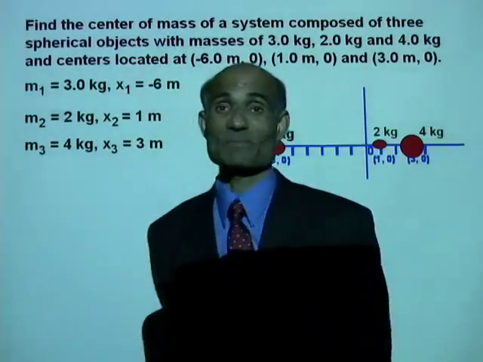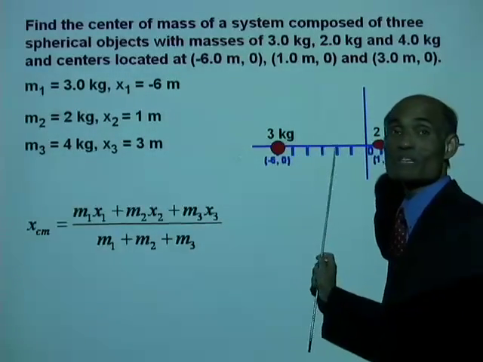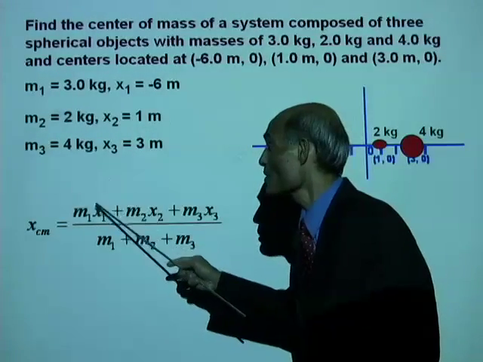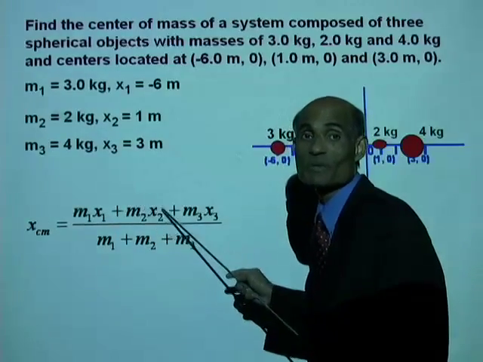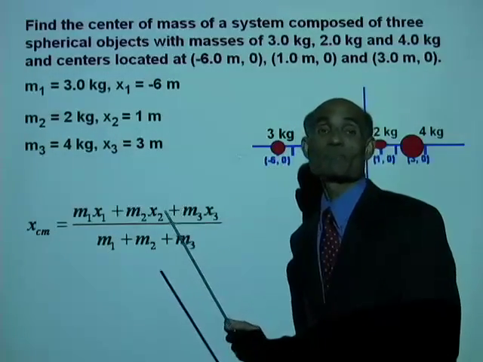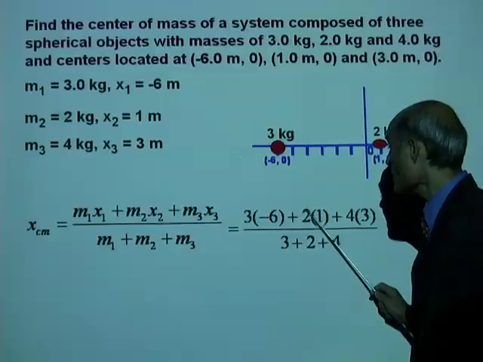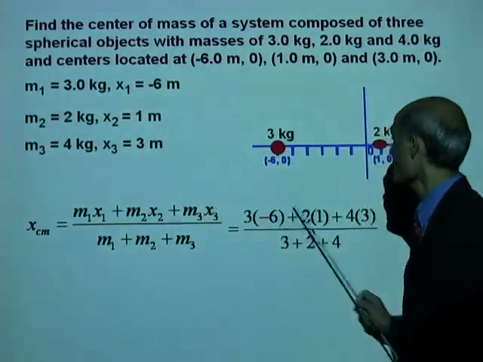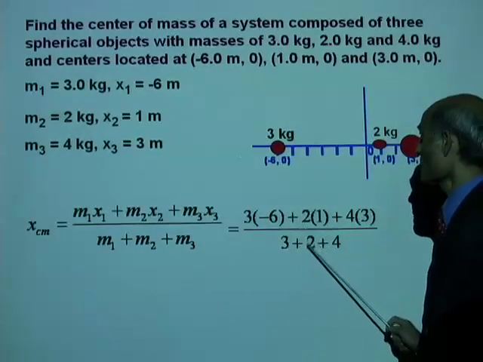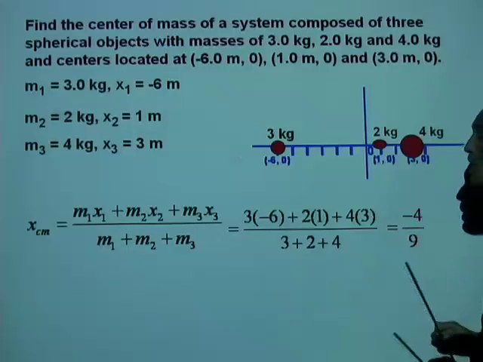How do we figure out the center of mass? Well, the center of mass of these 3 objects will be somewhere on the x-axis given by x center of mass, and there are 3 objects. So it will be m1 x1 plus m2 x2 plus m3 x3 divided by m1 plus m2 plus m3. Let's use all the values. 3 times -6 plus 2 times 1 plus 4 times 3, divided by m1 plus m2 plus m3, and that gives you -4/9.